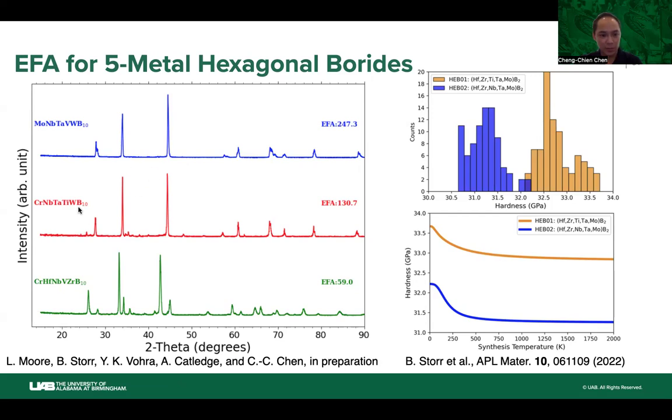And here you can see clean single XRD peaks, indicative of the formation of single phase high-entropy materials. In the middle, for this chromium compound, the EFA value is slightly lower, and you can see we start to have small noisy peaks, but overall it's still a single phase solid solution. Finally, for this bottom chromium compound, the EFA value is very low. You see a lot of noisy peaks, indicating the formation of multiple phases.